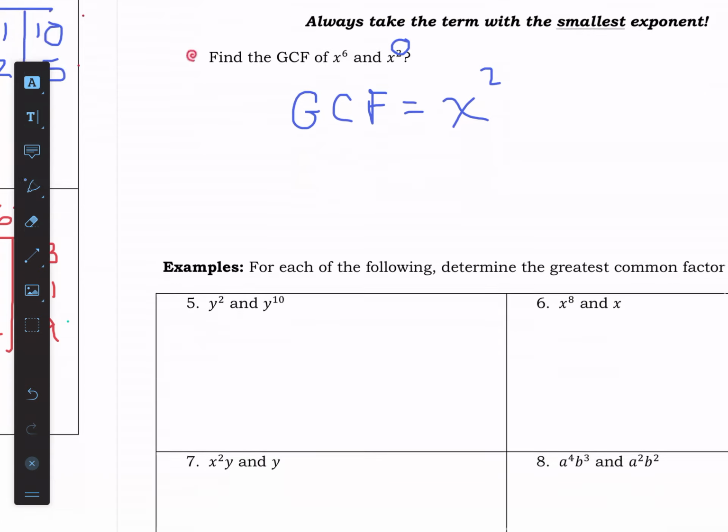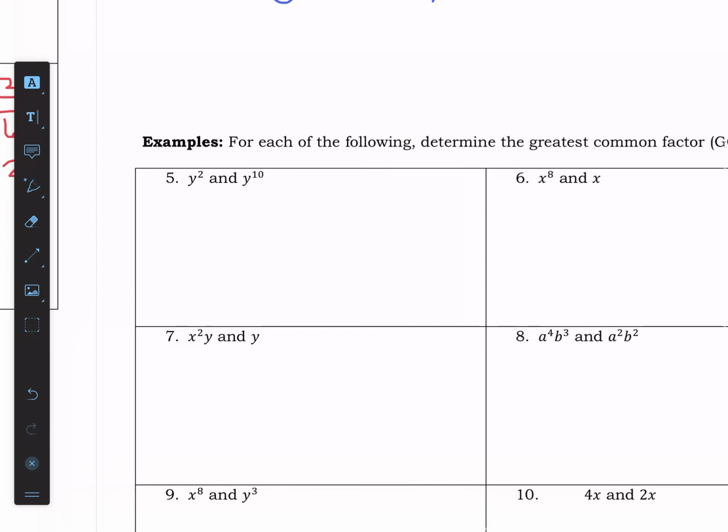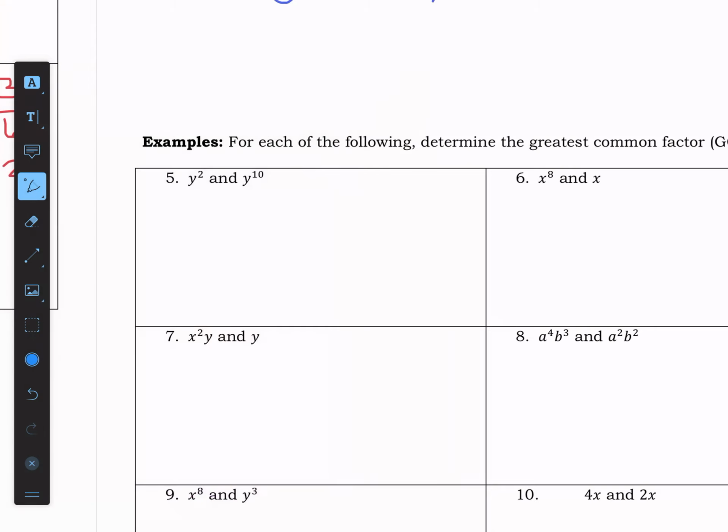So that's really all you need to remember. So let's go down and look at these examples. For question number 5, you've got y squared and y to the 10th. So again, you're just taking the smallest exponent. In this case, it is going to be the squared. So our GCF is y squared. Okay, that's it. Pretty easy, right?